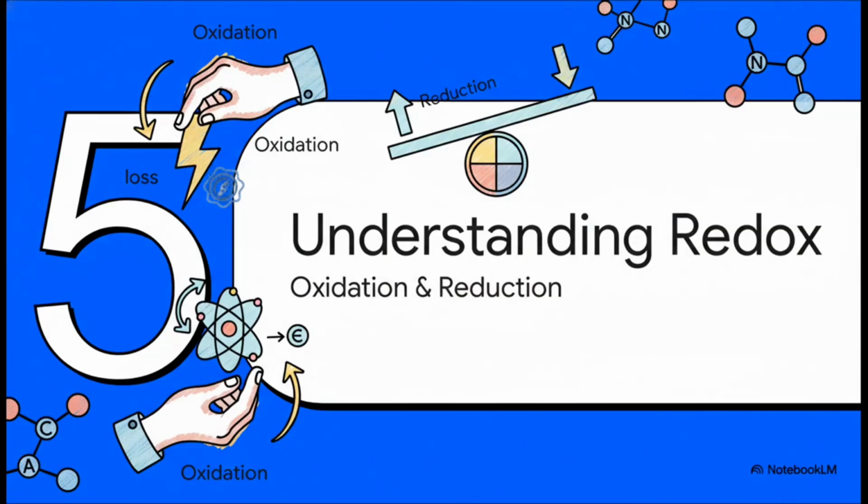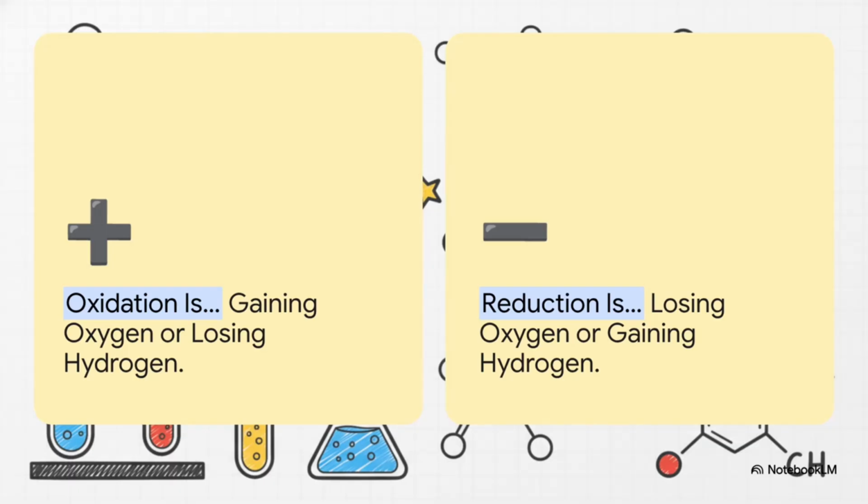All right, we've reached our final category, redox reactions. The name itself is a hint. It's a combination of reduction and oxidation. And here's the main thing to remember. These two things are like two sides of the same coin. You can never ever have one without the other. They always happen together.